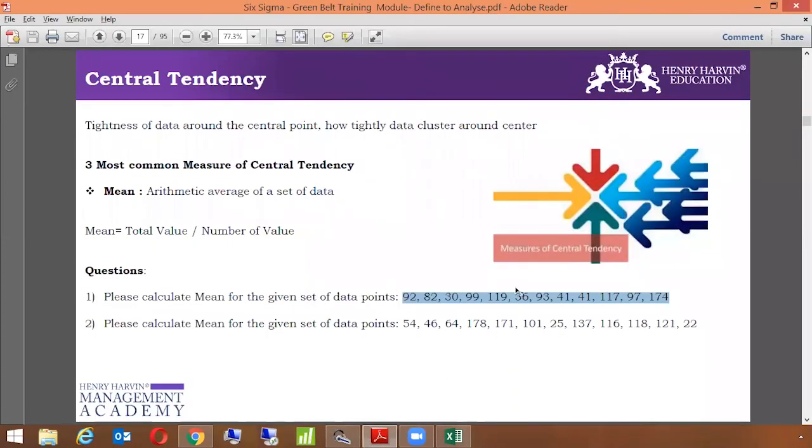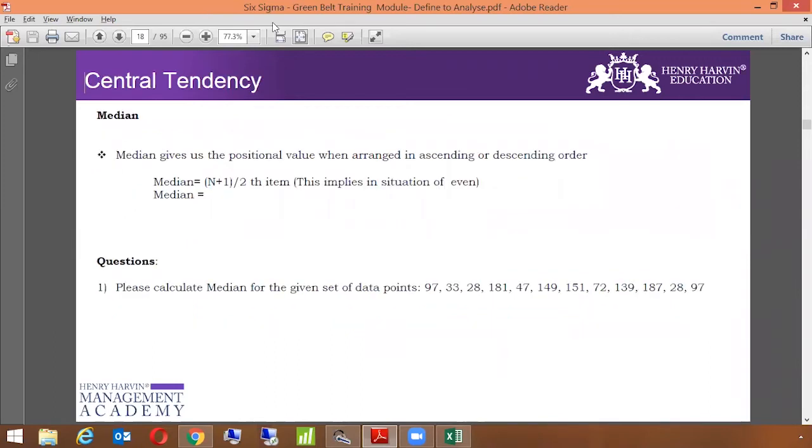We have another example also, and I would request you to use this example to understand how to calculate mean. It's very simple. It's total value divided by number of values. We have to sum it and then divide it by the number of values. However, in Excel we have a simple formula, which is just AVERAGE, and we would be able to calculate the mean.